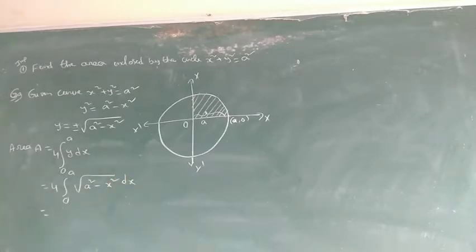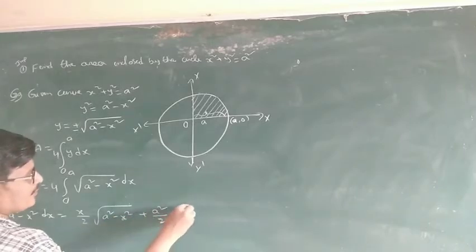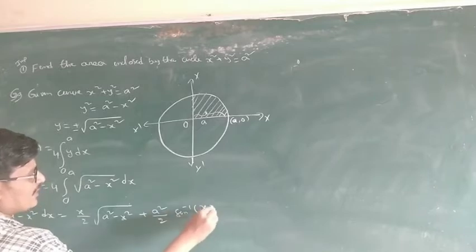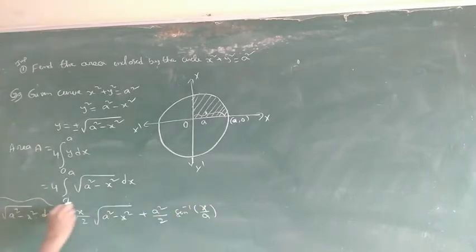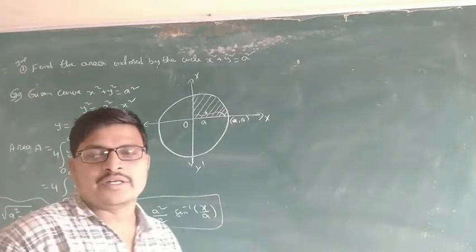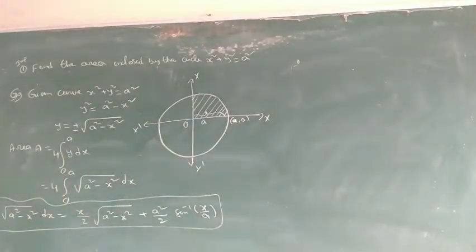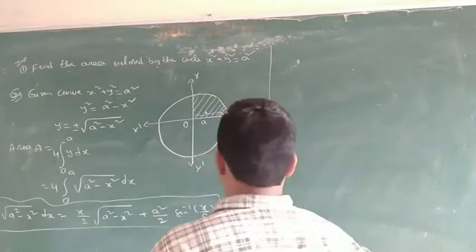So direct formula. What direct formula? Integral of root of a square minus x square dx is equal to x by 2 into root of a square minus x square plus a square by 2 into sin inverse x by a. This is the integration formula. Okay na? Integration formula.